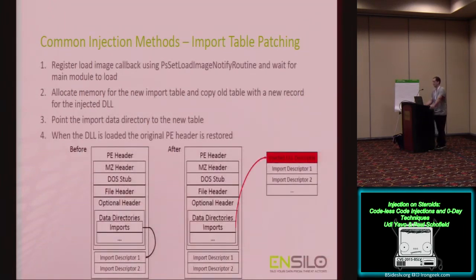So this is the way it works. First, you wait on the image notify routine like the other two methods, allocate a new import table for the executable, and copy the old import table with a small modification. Just add the DLL you want to inject as the first entry of the new import table, then redirect the import table of the original image to the new one. And once the injected DLL loads, it can restore the import table. What's nice about this method is, let's say you attach with OllyDbg or Immunity Debugger or anything like that to a process which is injected this way, it will appear as if the injected DLL was originally part of the process. You won't see the loading part.